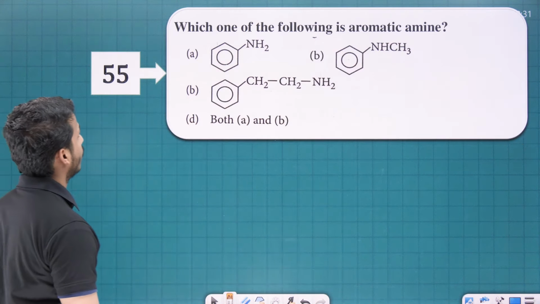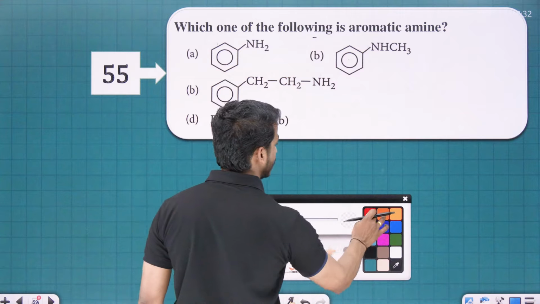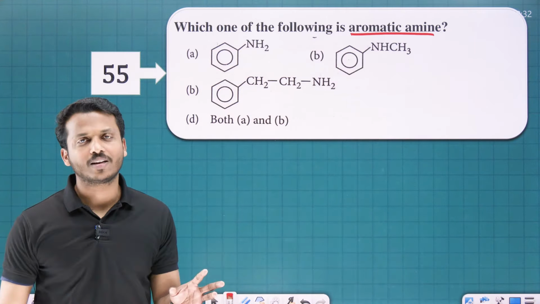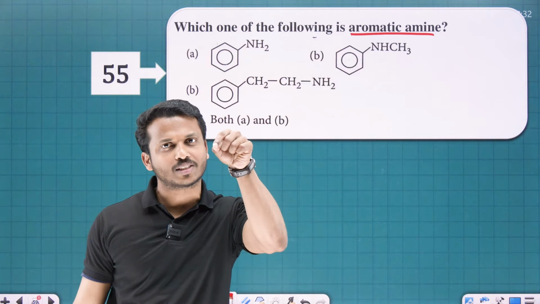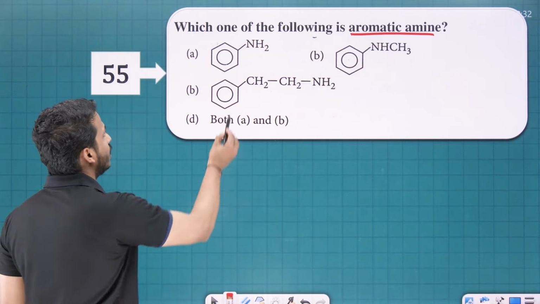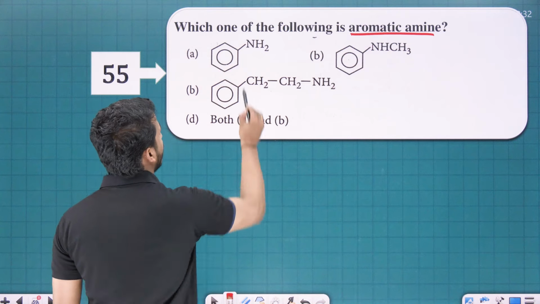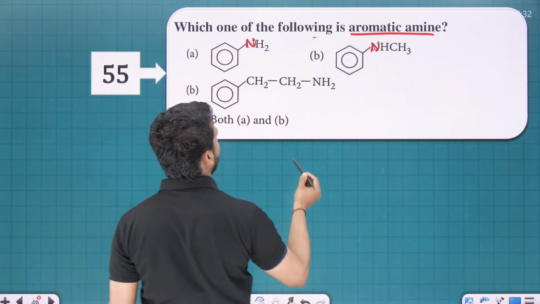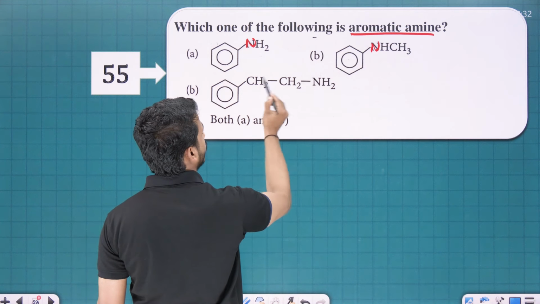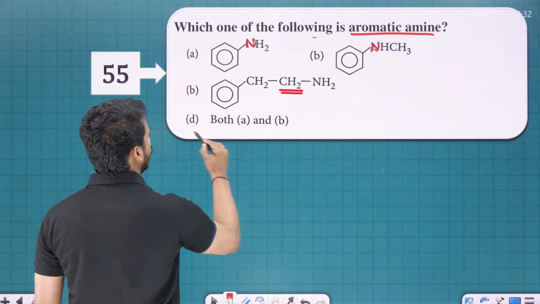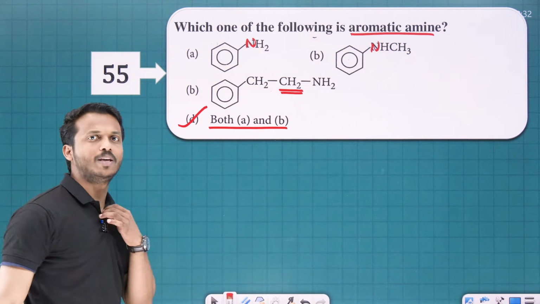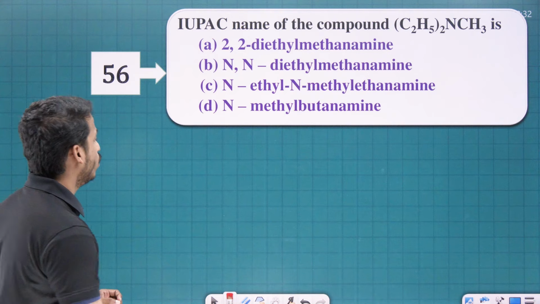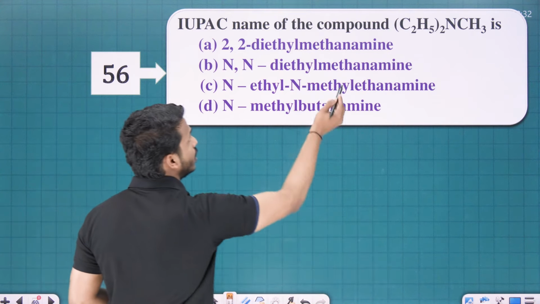Okay. Next. Which of the following is an aromatic amine? Aromatic amine means the nitrogen should be on the benzene ring. See, this is aromatic, right? Because nitrogen is on benzene. This is also aromatic, nitrogen on benzene. This is not aromatic because nitrogen is not on benzene, it is aliphatic. So we can say both A and B are aromatic in nature. Clear?